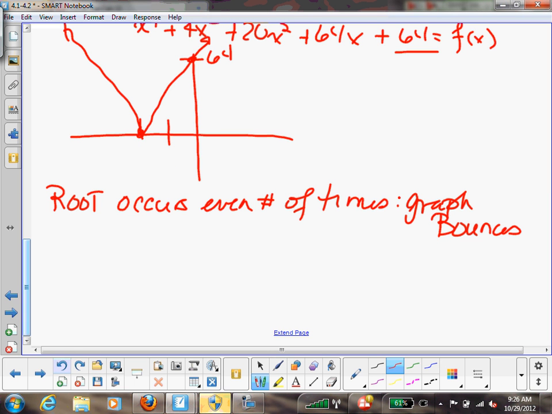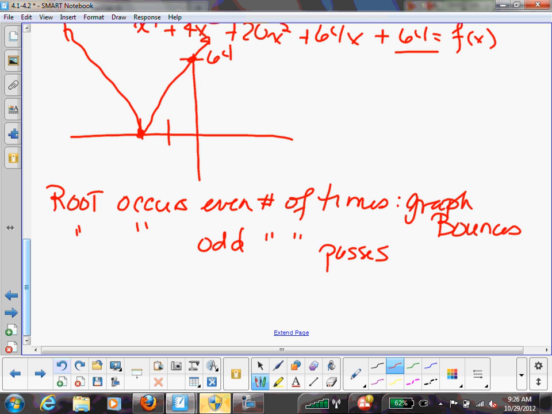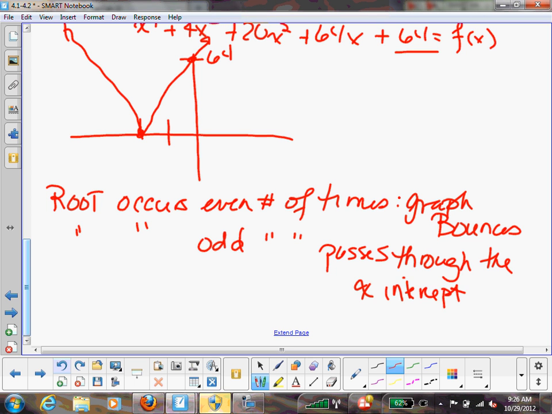All right, so if a root occurs an even number of times, the graph bounces. If it occurs an odd number of times, then it passes through the x-intercept. Okay?